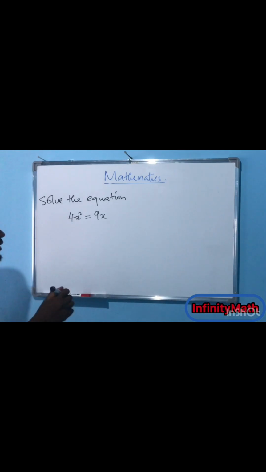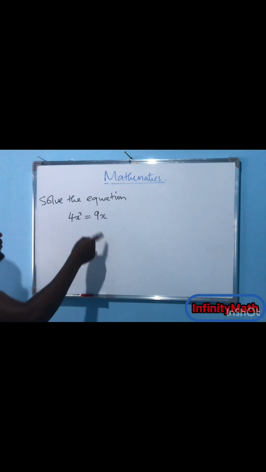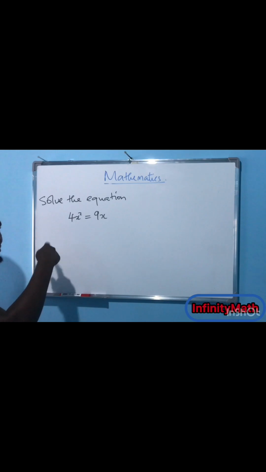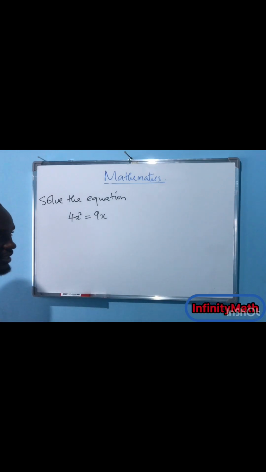I'll explain. Usually we are used to saying 9x will cross the equal sign. So how does the crossing come about? That's what I want to explain. It's called the additive inverse.